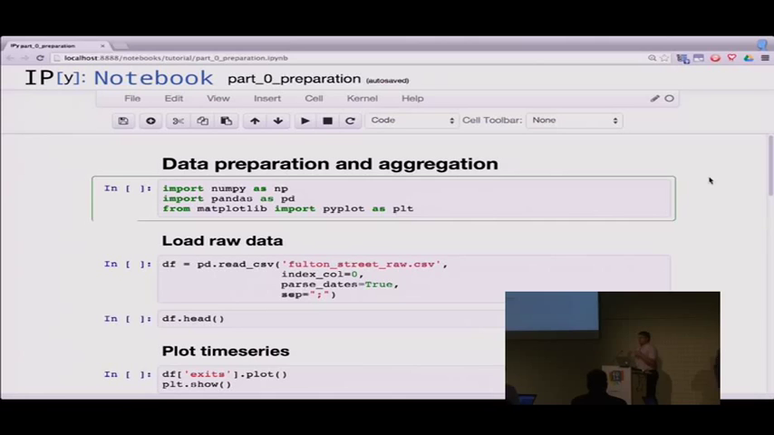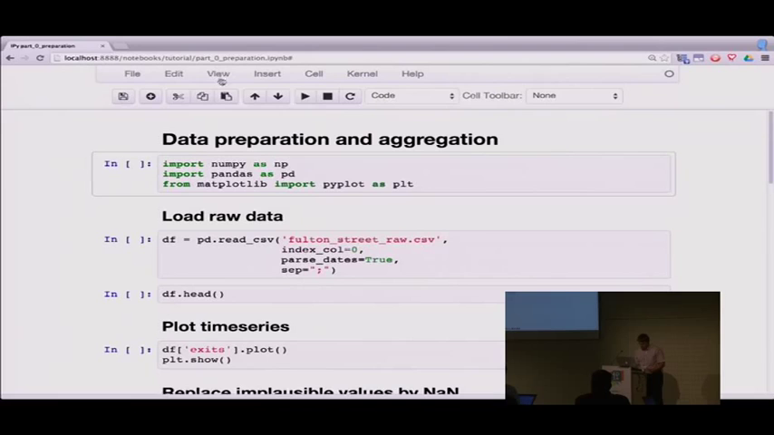Yes? You can hide the header for more space. What? View, you can hide the menu. Yeah, header.